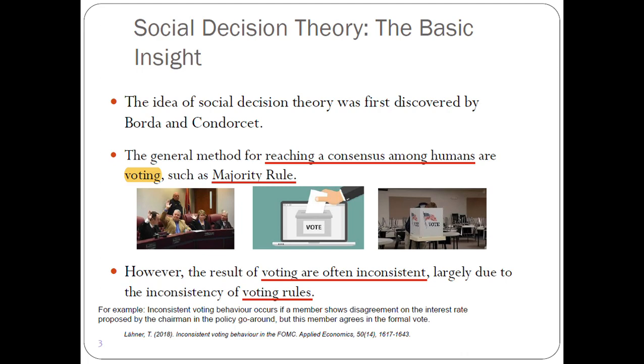Okay, tapi result mengundi tu mostly lah kebanyakan tidak konsisten, disebabkan oleh orang tersebut, kan. Okay, for example, inconsistent voting behavior occur if a member show disagreement on the interest rate proposed by the chairman in the policy go round, but this member agrees in the formal vote. Kan, maksudnya kat sini macam undi tu memang diundi tapi dia tidak bersetuju, tidak bersependapat lah dalam minat tu.